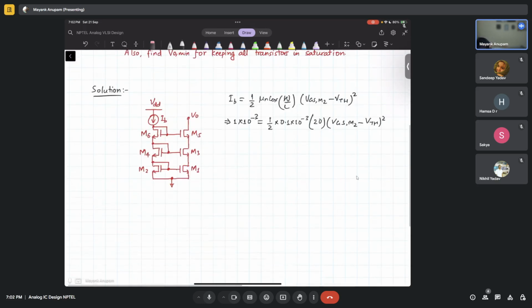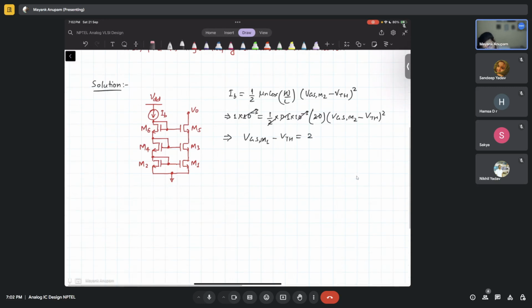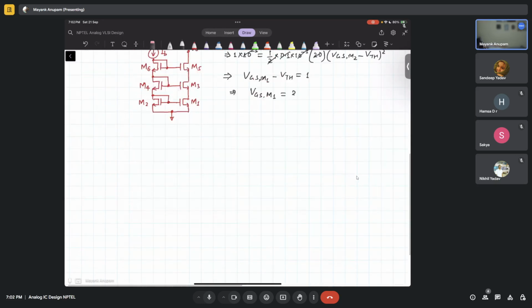So how much will this be? 2 and 10 gone. So all this is gone. So VGS minus VTH is equal to how much? This is 2, right? Or rather 1, sorry. So VGS of M1 is equal to 1 plus VTH, which is 2 volts. Right. So this is what you were getting, right? 2 volts. Yes. So this is 2 volts.